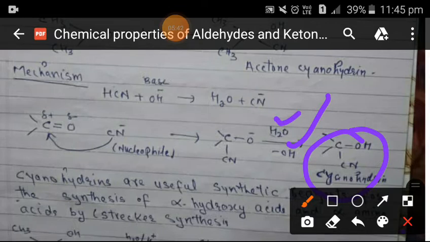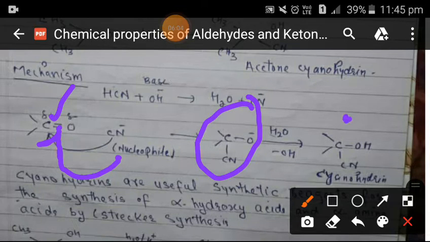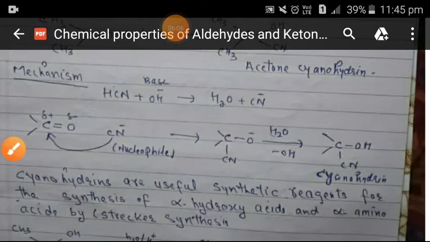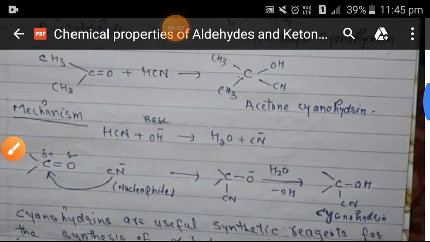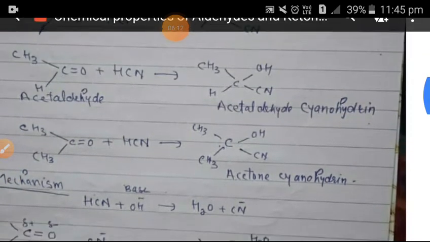So here is the mechanism of the reaction: the cyanide ion, being a nucleophile, attacks this electron-deficient center. This is called a nucleophilic addition reaction, because the nucleophile cyanide is attacking this electron-deficient center. Here an intermediate is formed, which in the presence of water gives cyanohydrin. Clear? So accordingly, acetone cyanohydrin or acetaldehyde cyanohydrin is formed.